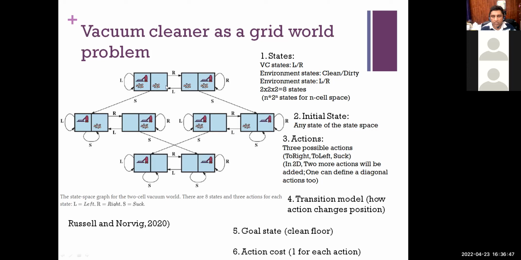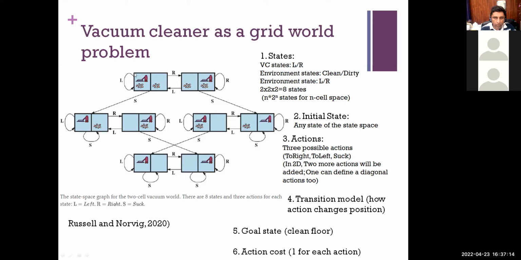Each pair of tiles here is one state. And these arrows here show the actions which will take them from one state to another. For example, by sucking the dust, this state will be converted to this state. If I number them 1, 2, 3, 4, 5, 6, 7, 8 in the horizontal manner, then from state 1, it can go to state 2, and from state 1, it can also go to state 3.